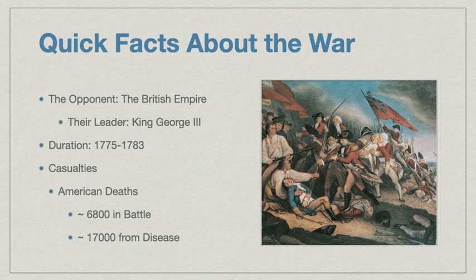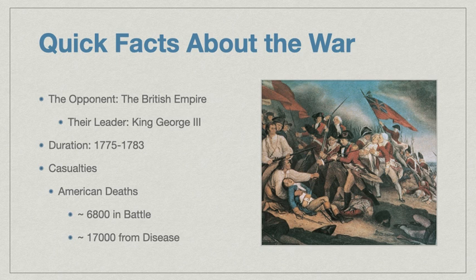Our opponent in the Revolutionary War is the British Empire. Their leader at the time is a guy named King George III. And we all know that the United States started out as British colonies. And so this is a war for independence from Great Britain. It's going to last from 1775 to 1783, really till 1781 is the big chunk of time. By the time the peace treaty gets signed and all that sort of thing, it's 1783.